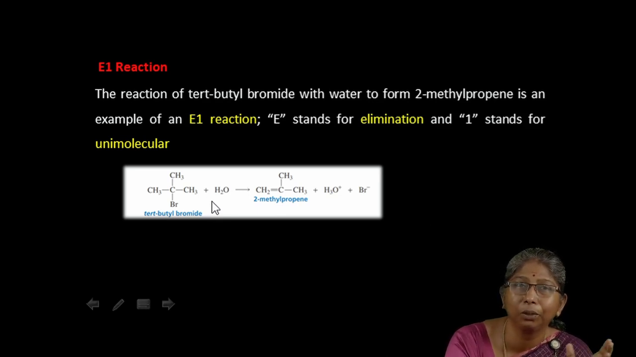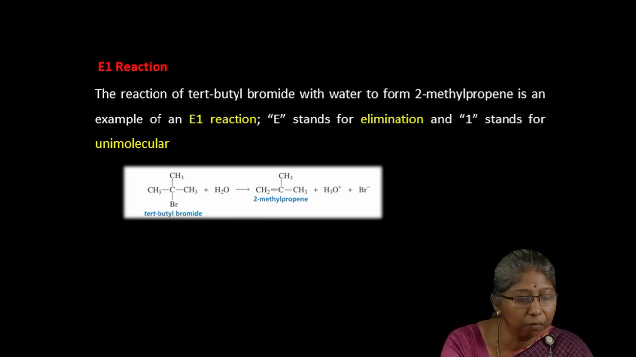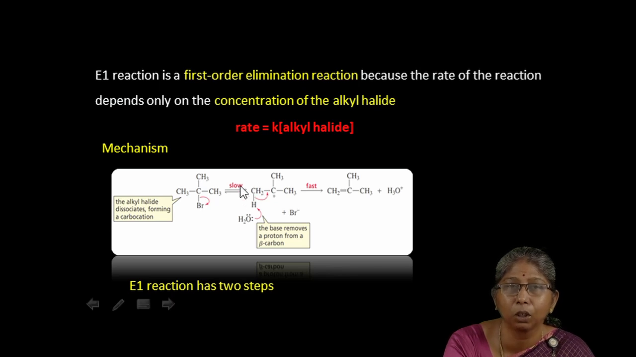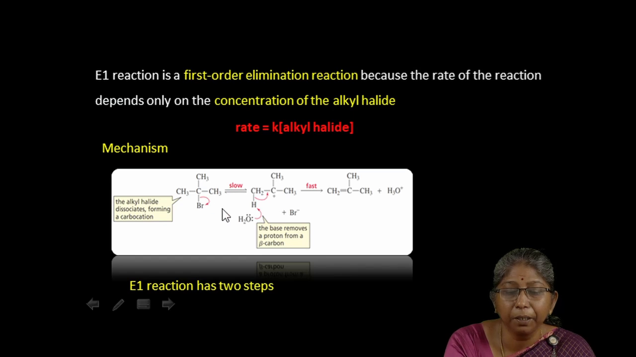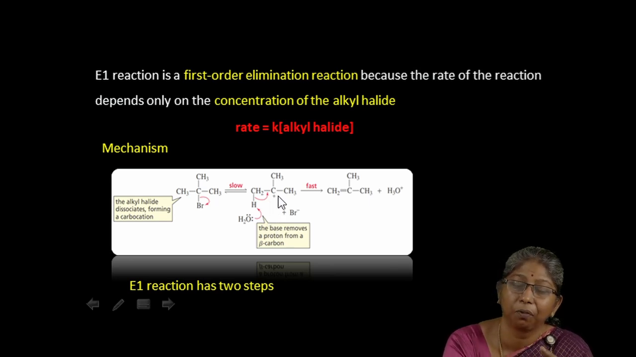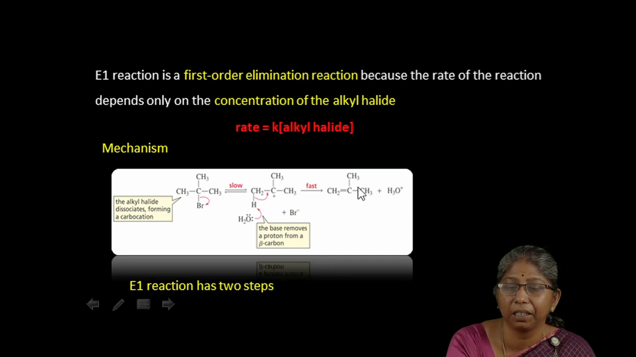Similar to the SN1 reaction, the reaction follows the formation of a carbocation. The first step is ionization, which is the slow step, so it is called a first order reaction. The reaction rate depends only on the concentration of the alkyl halide, which dissociates, forming a carbocation. Since it is a tertiary carbocation, it is highly stable. In the next step, the base, water, attacks and abstracts the H plus from the beta carbon. That is a fast step, and again the same product, an alkene, is formed.